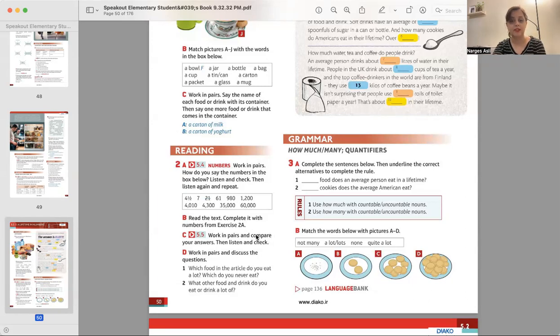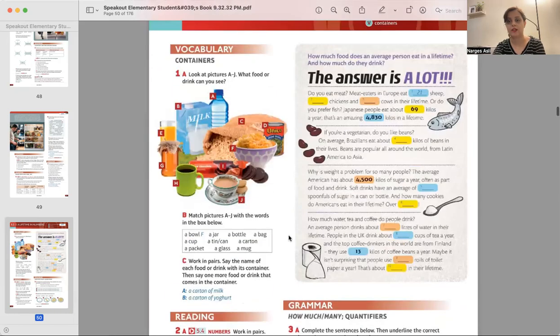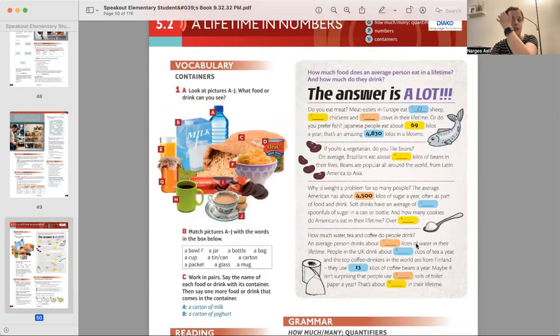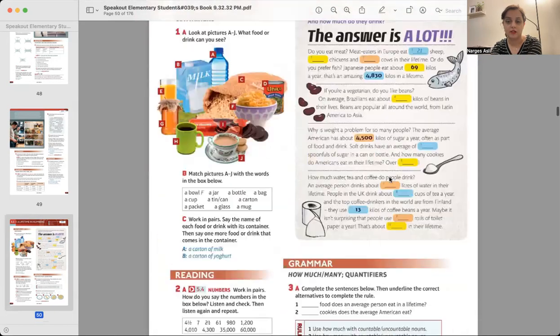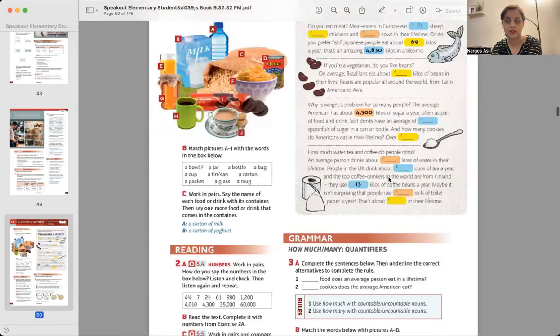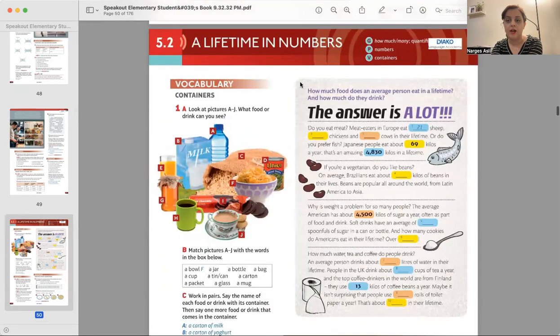Read the text, complete it with numbers from exercise 2A. Look at this text. Okay. How much food does an average person eat in a lifetime and how much do they drink?